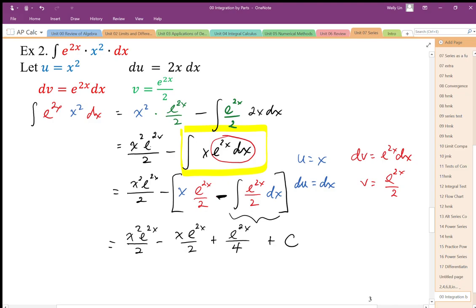But there it is. There is the integral of that. Okay, this is my original function. There is the antiderivative of that function.